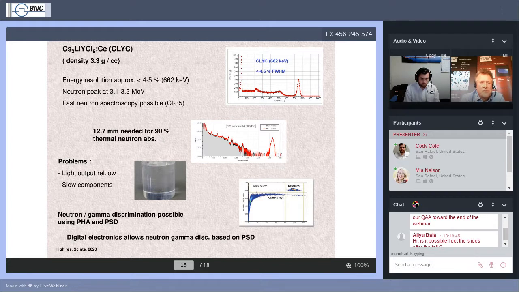The neutron peak comes up as a very sharp line around 3.1 and 3.3 MeV. We can do fast neutron spectroscopy with it because of the chlorine-35 interaction. It doesn't contain that much lithium. In that sense, we need about 12.5 millimeter, 12.7, to absorb 90% of all thermal neutrons. It has some slow components, unfortunately. That's the way it is. But we can also do very nice pulse-shape discrimination with CLYC to separate neutrons from gammas. With the currently available digital electronics, this is quite simple.